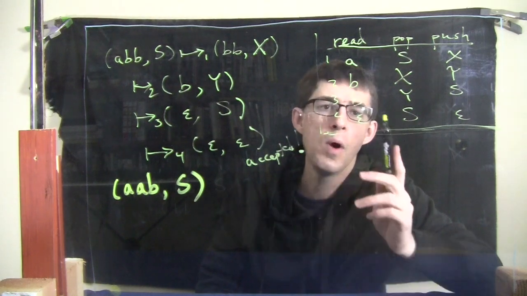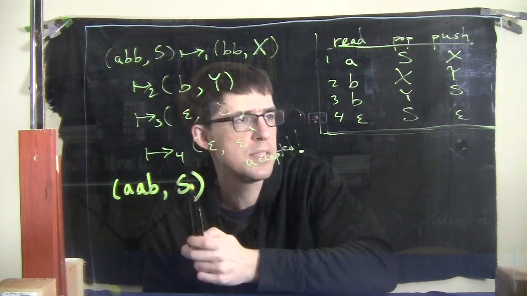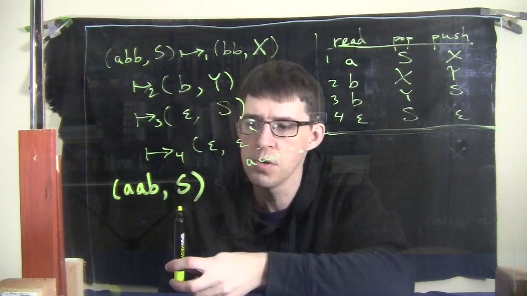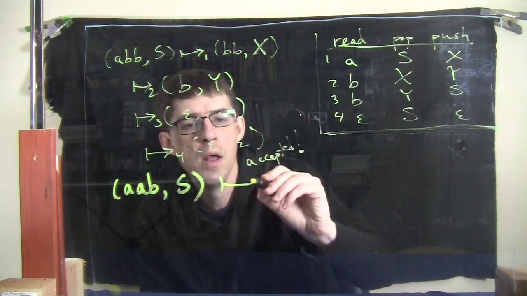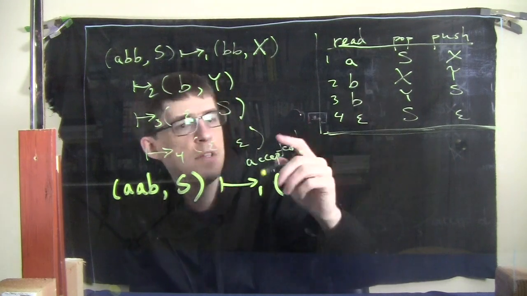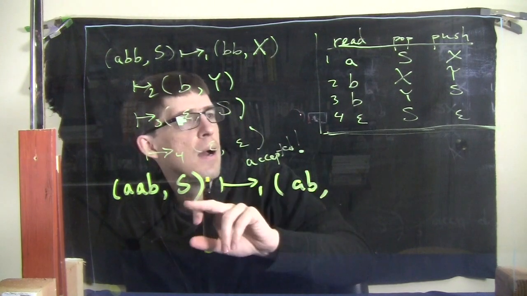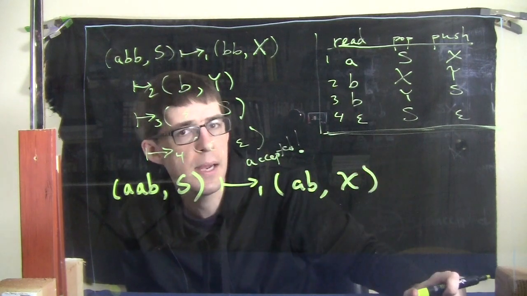So what can we do here? Well, again, we could do the epsilon immediately, but that will empty out the stack and then we'll be stuck. So we're not going to do rule number 4. You don't want to prematurely empty the stack. So I'm going to do rule number 1, and that reads the first A. So now instead of AAB, it's just going to be AB, and then I pop the S and replace it with an X. So now it's AB, comma, X, right?